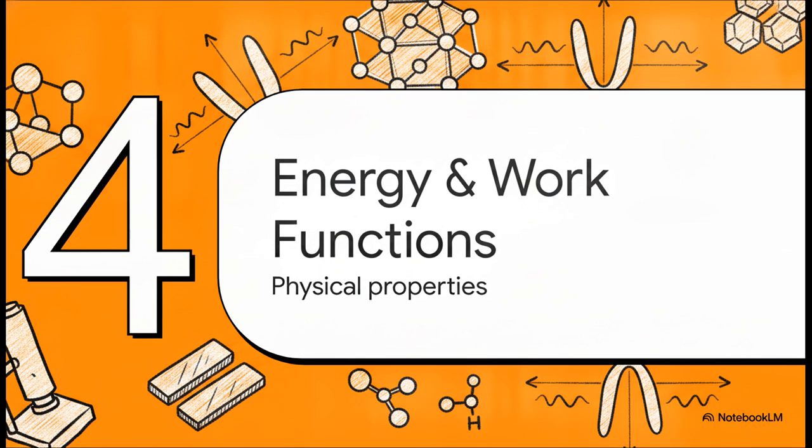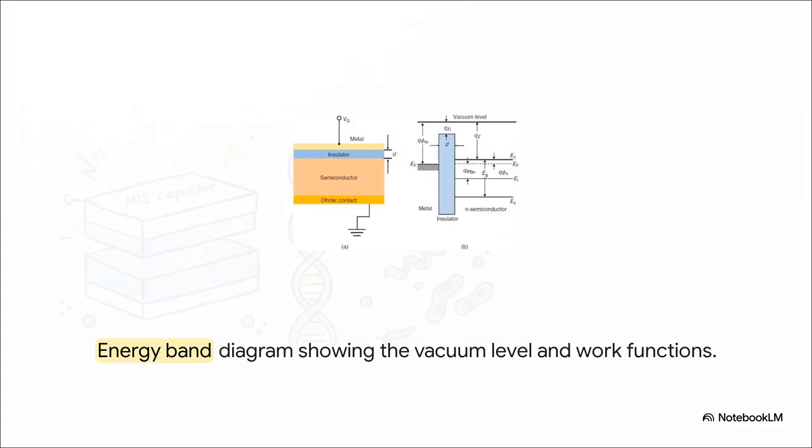Okay, Section 4, energy bands and work functions. To really get why that threshold voltage behaves the way it does, we have to look at the physical properties of the materials themselves. This energy band diagram visualizes the energy levels of the electrons in our metal on the left and our semiconductor on the right. Notice that distinct gap between the two? We call that the work function difference.